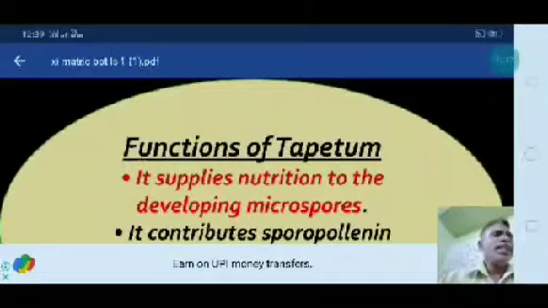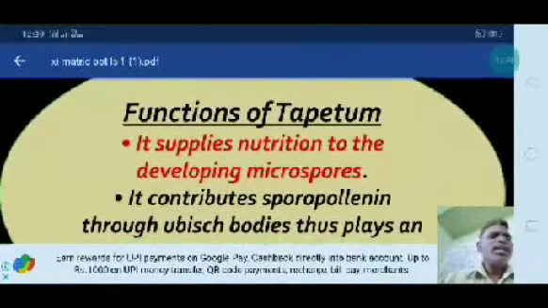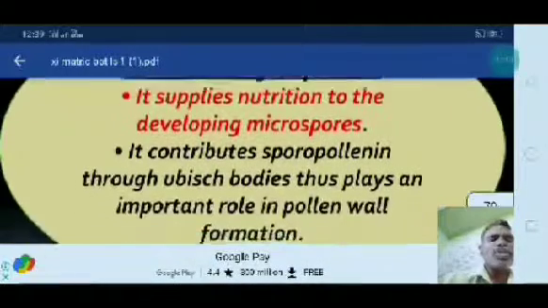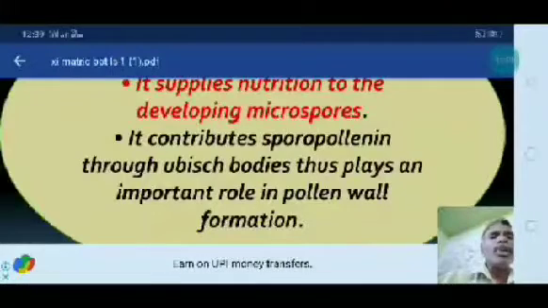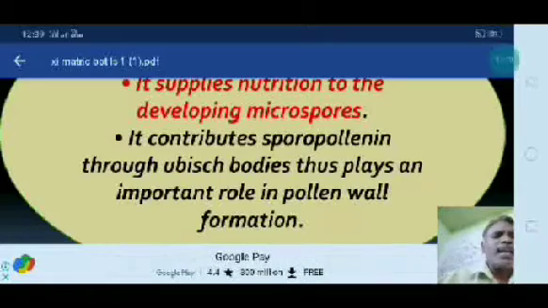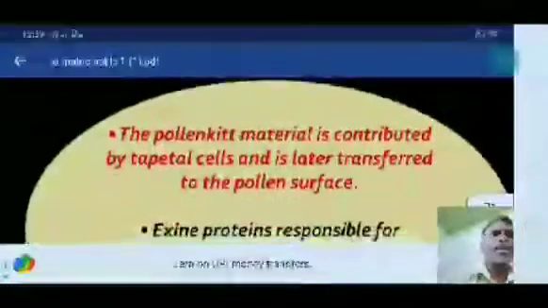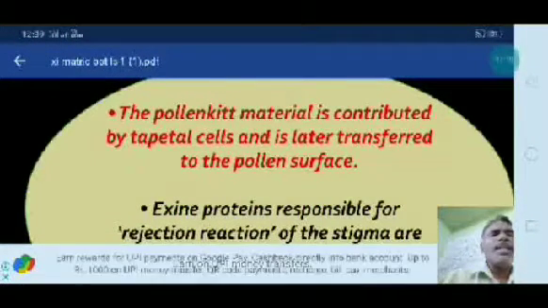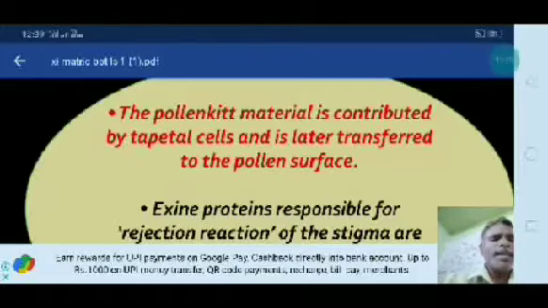Then the functions of tapetum. First, it supplies nutrition to the developing microspore. It also contributes sporopollenin through Ubisch bodies, thus playing an important role in pollen wall formation. Pollen kit material is contributed by tapetal cells and is later transferred to the pollen surface.